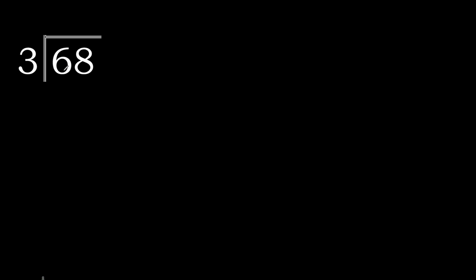68 divided by 3. 6 is not less, therefore 6. 3 multiplied by which number is nearest to 6 but not greater? 3 multiplied by 3 is 9. 9 is greater, therefore 2. 3 multiplied by 2, 6. 6 minus 6 is 0.